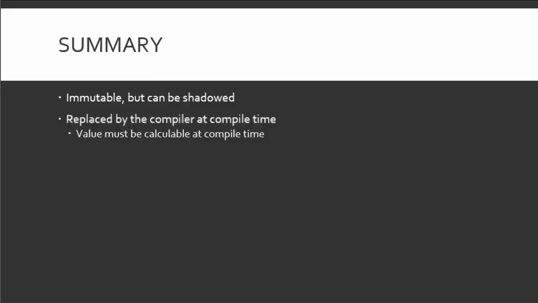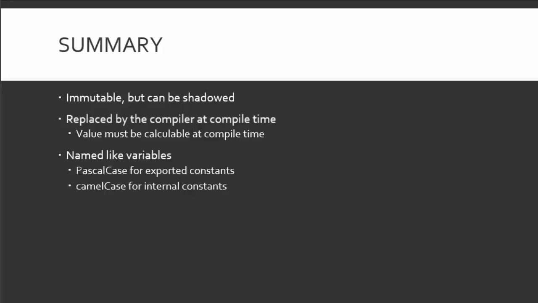They have to be replaceable by the compiler at compile time, so the value must be calculable. So we're not going to be able to access functions or command line arguments in order to determine the value of the constants in our application, but we are going to be able to do simple expressions like we talked about in the enumeration section.